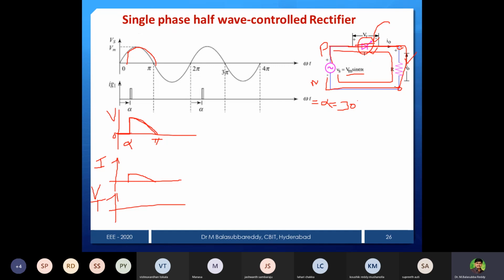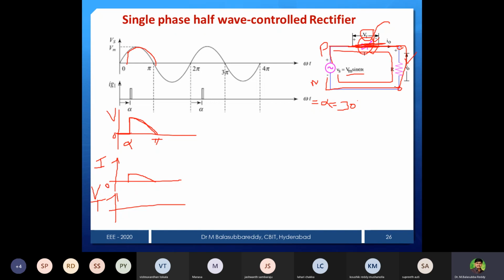If the device is closed, means thyristor is closed, then it is a short circuit. Voltage across that will be 0 or 1 to 1.5 volts. It is a very small voltage drop that represents the voltage across the thyristor. For simplicity, whenever the thyristor is on, the voltage across it is 0. Whenever the thyristor is open, voltage across the device is the same as the source voltage.